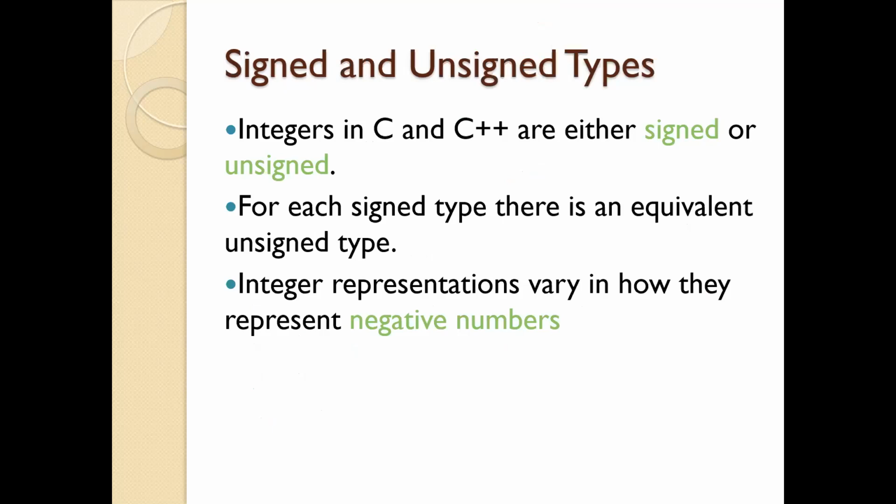As you know, in integers, in C, you have signed and unsigned types of data. Integers in C and C++ are either signed or unsigned. For each signed type, there is an equivalent unsigned type. Integer representations vary in how they represent negative numbers. That's why they're called signed and unsigned.